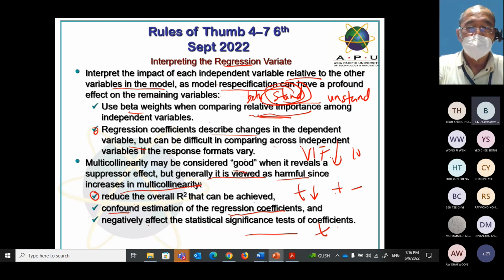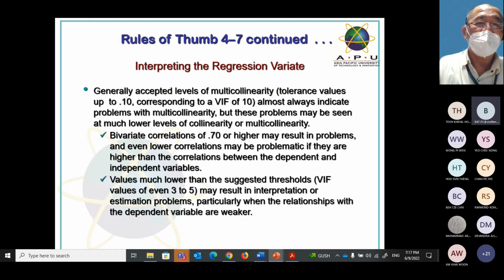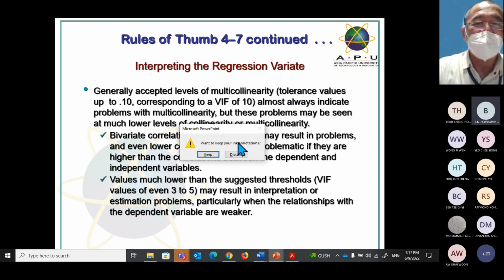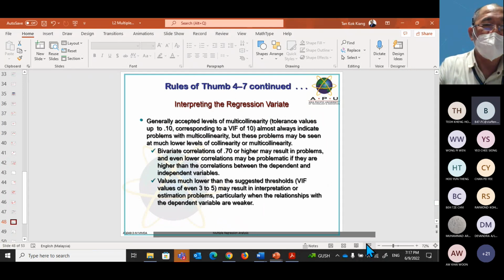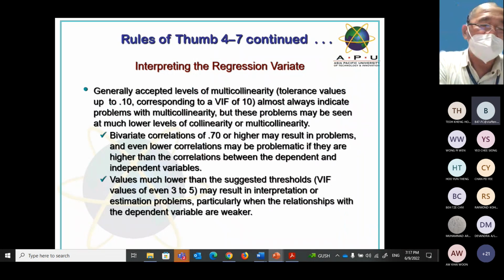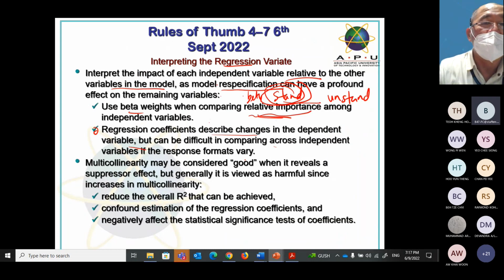So what is meant by suppressor effect? Ignore this, don't worry. In general, it is negative. It can be a little bit positive, still okay, but you can see here, in general it is more negative. It is harmful. Ignore that one. The benefit is very minimal, but the negative impact is quite a lot. Therefore, it is not too good.